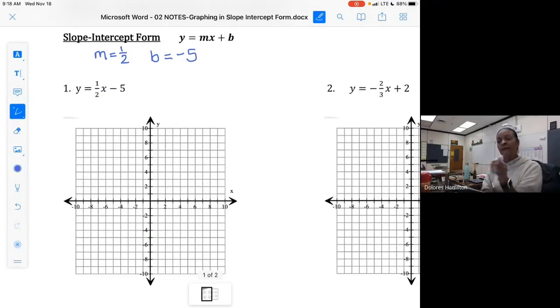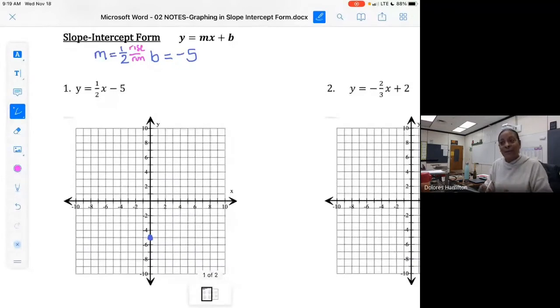So here is how we start our graphs. We start with b. We know that point to be on the graph, 0, -5. You'll notice I put my -5 point on my axis. And now we're going to use our knowledge of m. I know that my rise over run is 1/2.